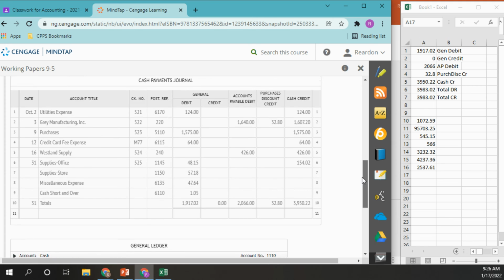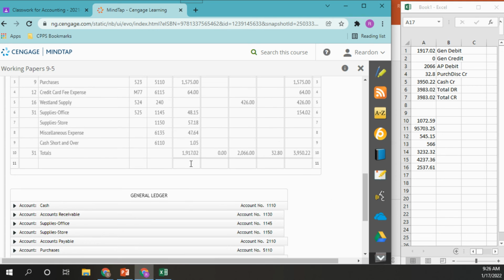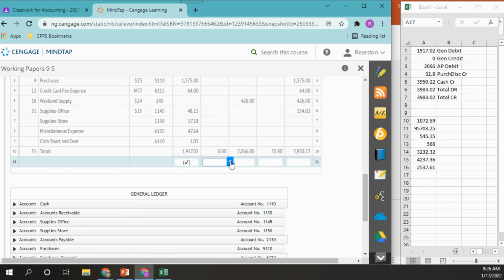So my general debit column, what do I do with that? Well, I've already posted it individually, so there's nothing to do. Check mark. Same thing with the general credit column, already posted. There was nothing there anyway.